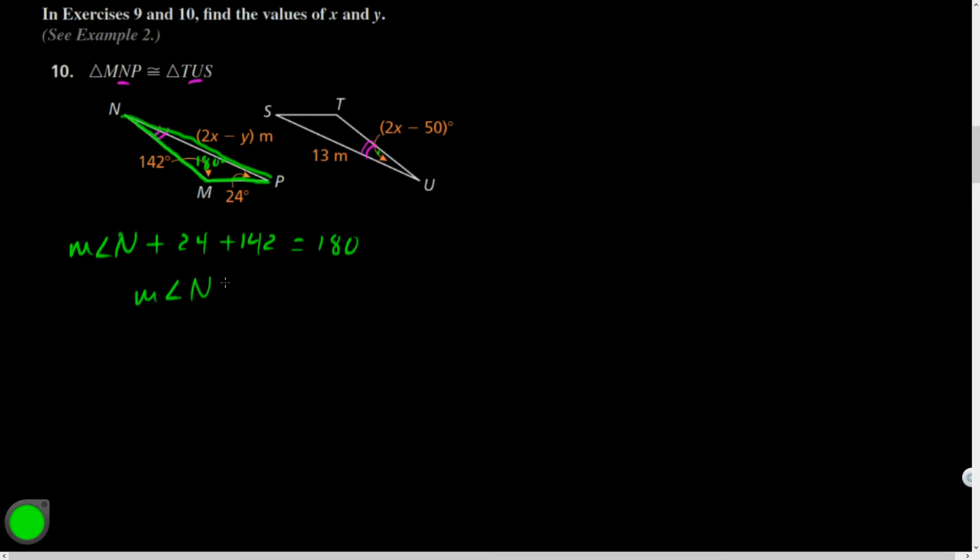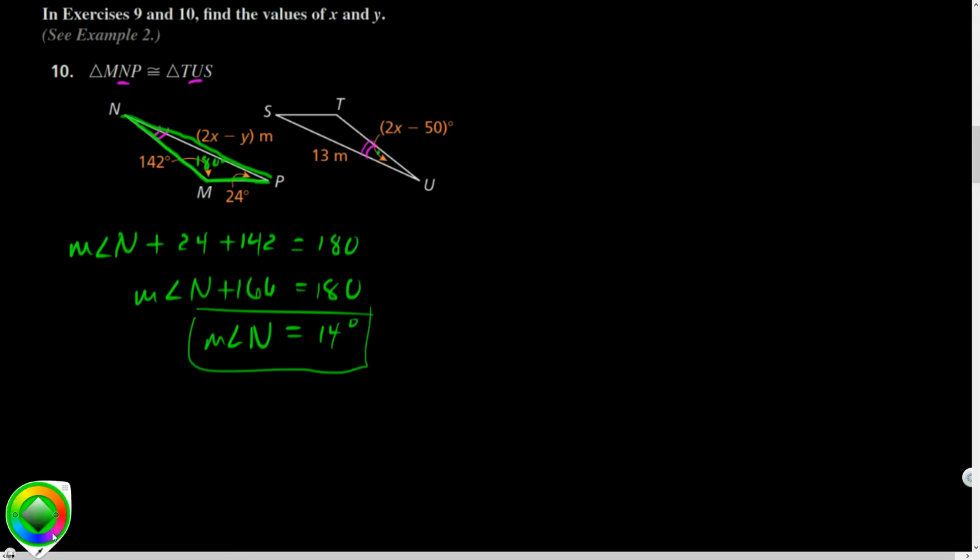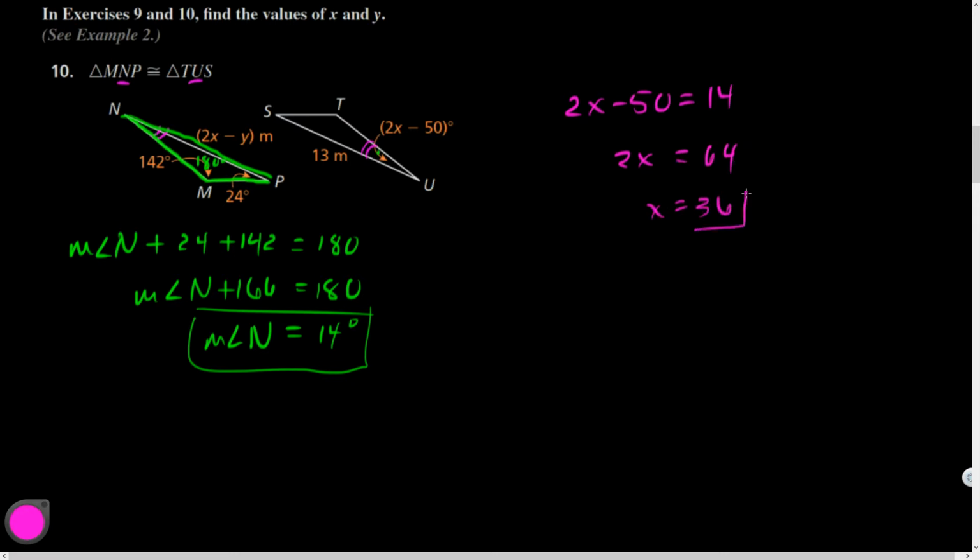So measure of angle n plus 166 equals 180. Measure of angle n is equal to 14. That's what I would have said, but if it was 160, it would have been 20, and so it's less. I always have to double check those as well. So 14 degrees. So now, 2x minus 50 equals 14. I get x is 36.